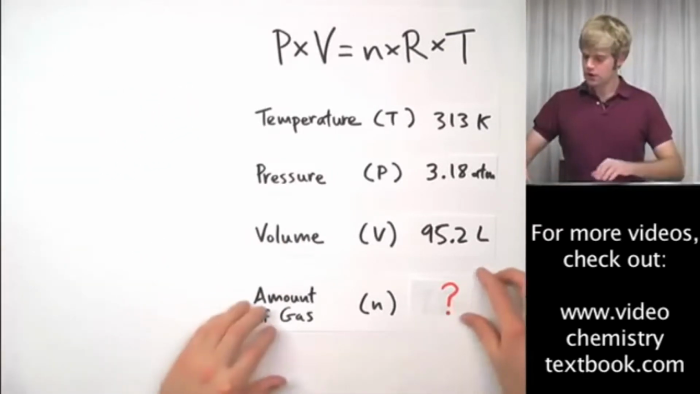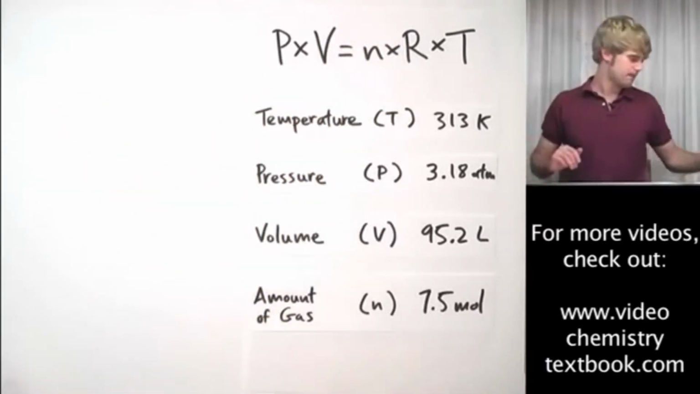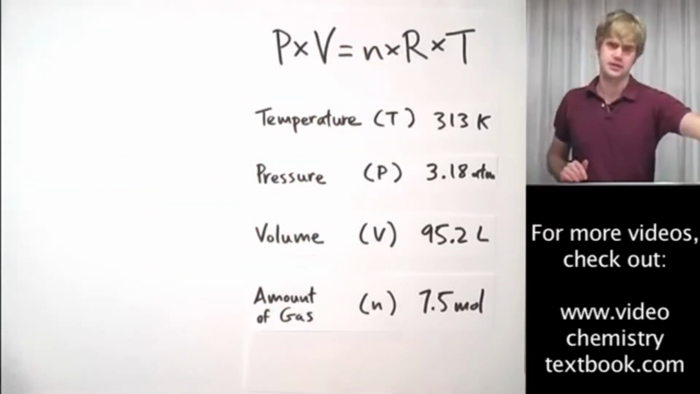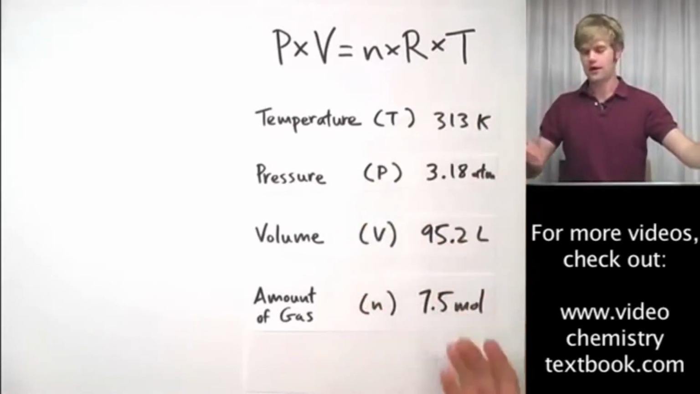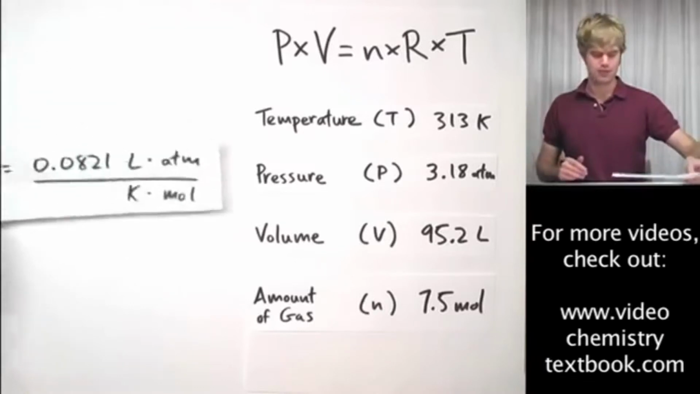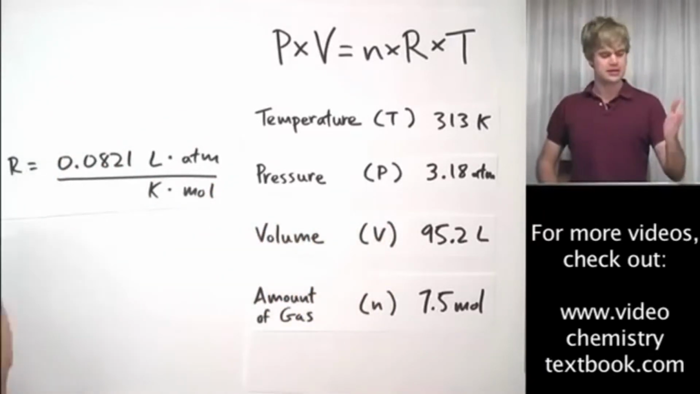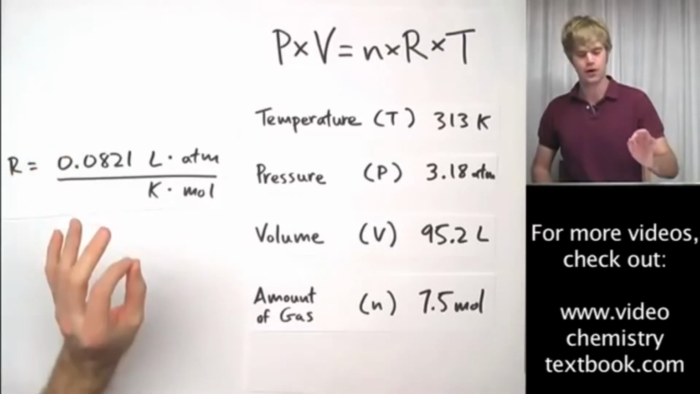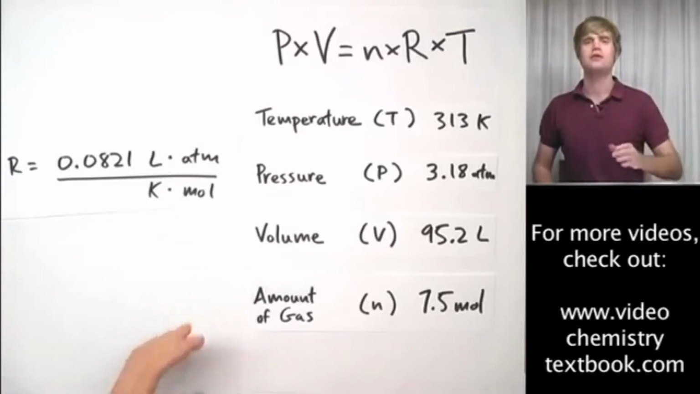So you may be asking yourself, okay, so R, what's R? R is what we call a constant. It's a number that we know ahead of time that doesn't depend on the variables in our problem. The R that I'm going to be using most of the time for the videos is 0.0821 liters times atm divided by Kelvin times mole.